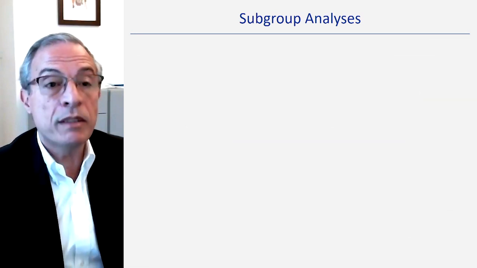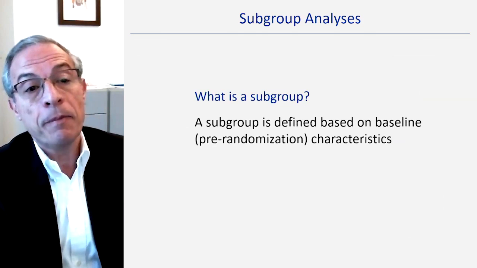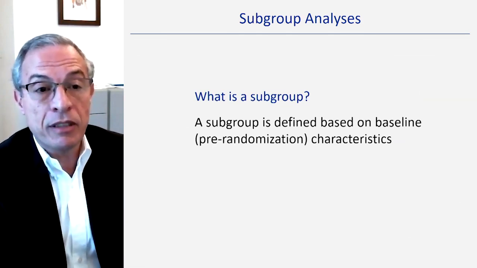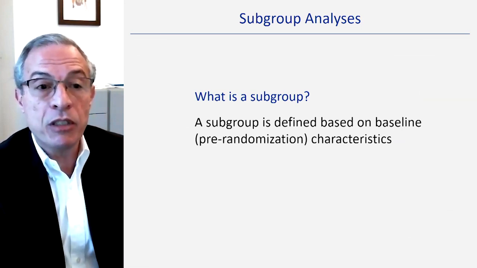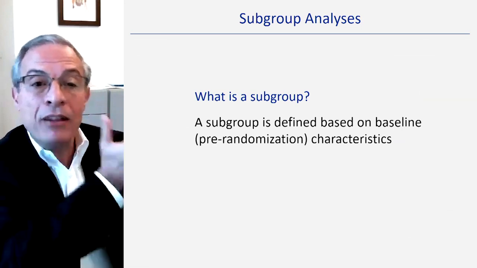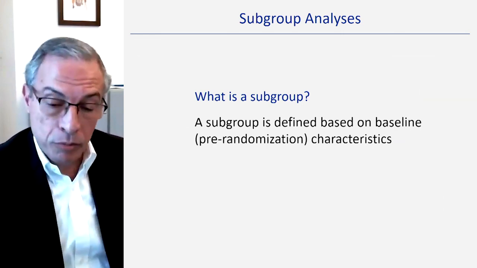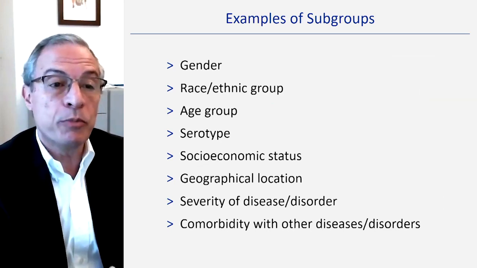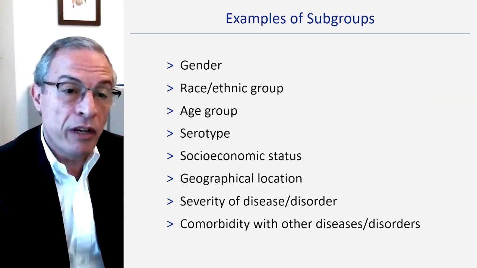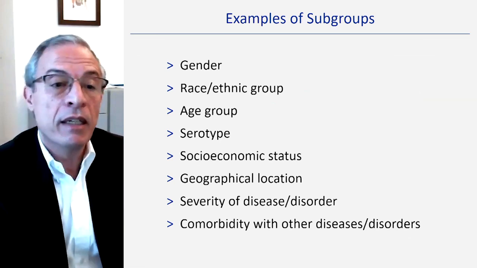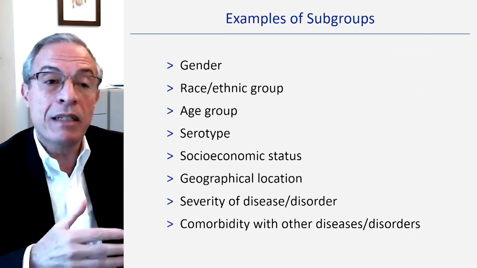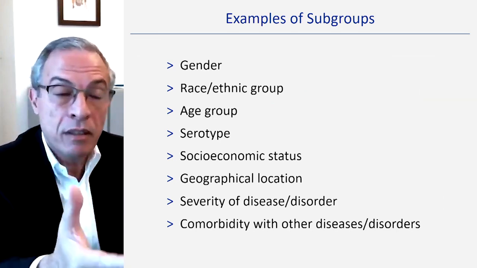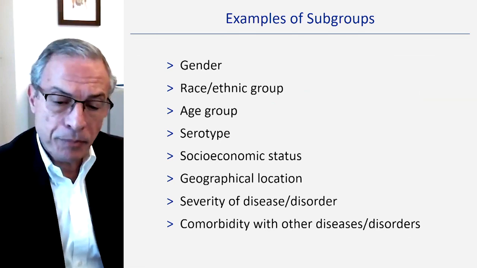So what is a subgroup analysis? What is a subgroup? A subgroup is defined based on baseline characteristics. Baseline means pre-randomization in clinical trials, but it's right at the beginning of the study. So examples: gender, race, age group, serotype, socioeconomic status, geographic location, severity of disease, comorbidity with other disease. These are baseline characteristics, and subgroups are based on these baseline characteristics.